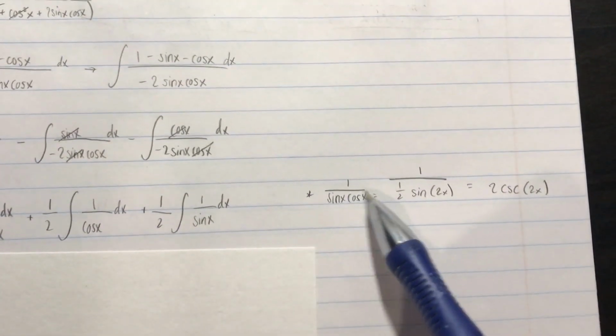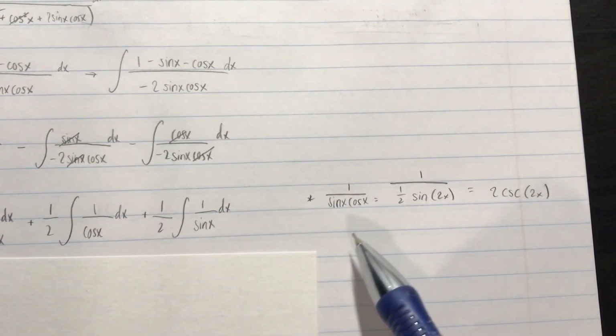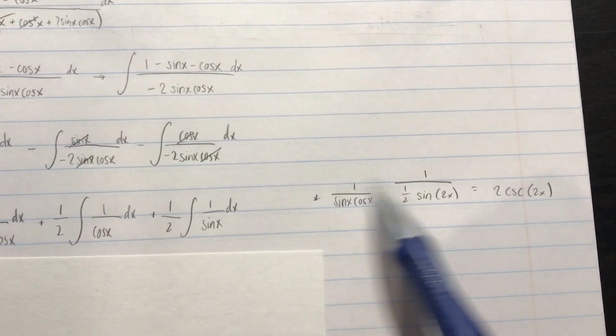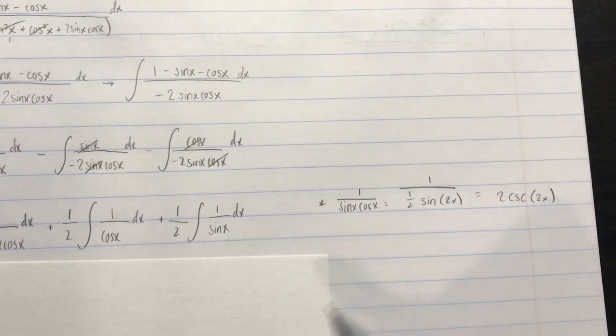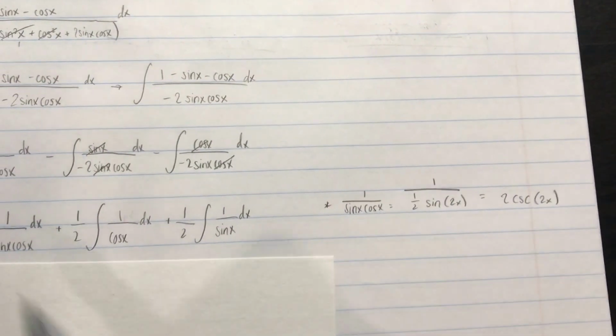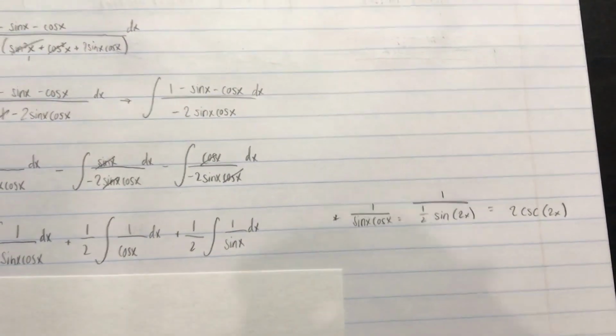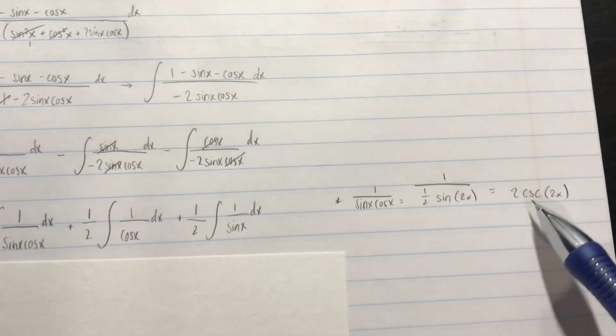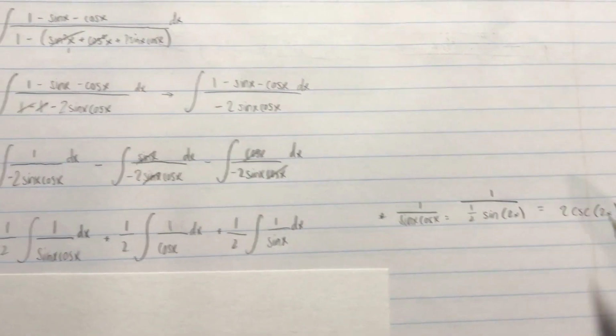We also want to keep in mind this other identity, which applies to the sine x cosine x and not so much the 1 over sine x cosine x, although it's the same thing. I kept it in terms of the 1 over sine x cosine x just because it's easier to see with regard to our function. What we should be left with is 2 times the cosecant of 2x.